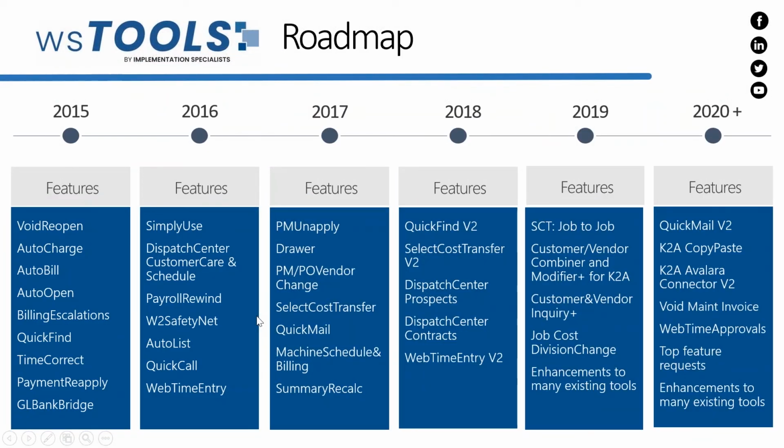Those are all of our current tools. This next slide is our roadmap, and it takes us through what we've accomplished throughout the several years that we've been building wsTOOLS, as well as some of the features that we're still looking to build in 2020. You'll see quick mail, which we talked about, and the copy paste functionality. We also have a new connector coming out with Avalara. And we are looking at doing void invoices for the maintenance side, as well as web time entry approvals.